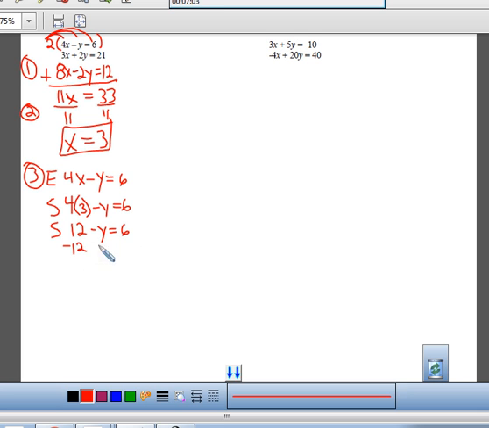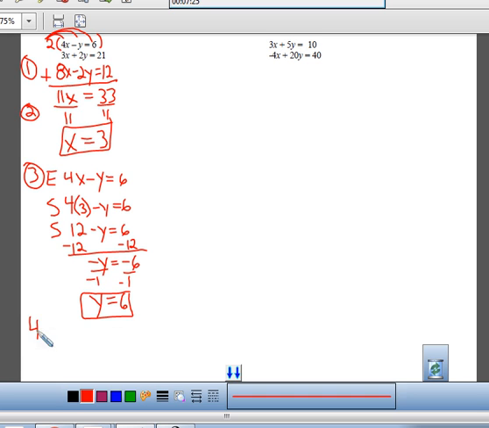Subtract 12. Now a lot of students forget that there's still a minus or a negative sign in front of the y. It was negative 6. So you can multiply both sides or divide both sides by negative 1. And you get y is equal to 6.